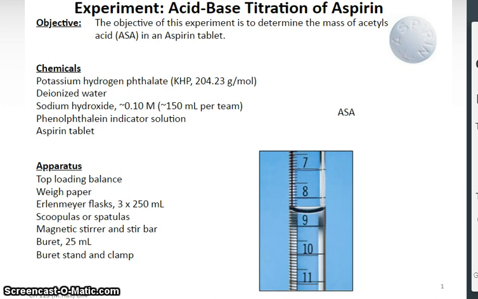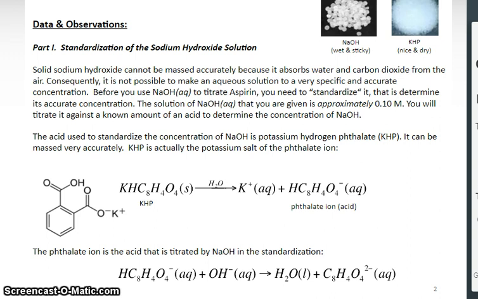Erlenmeyer flasks, 3 of 250 milliliters, scoopulas or spatulas, magnetic stirrer and stir bar, burette 25 milliliter, burette stand and clamp. Sodium hydroxide: wet and sticky. KHP: nice and dry.